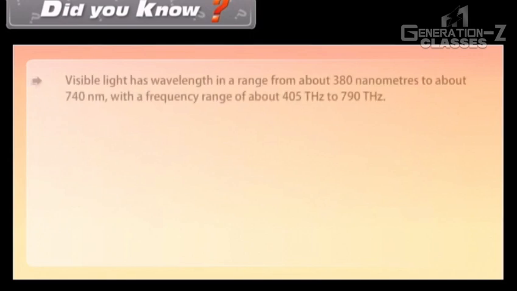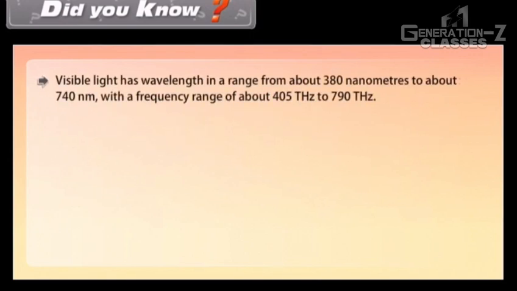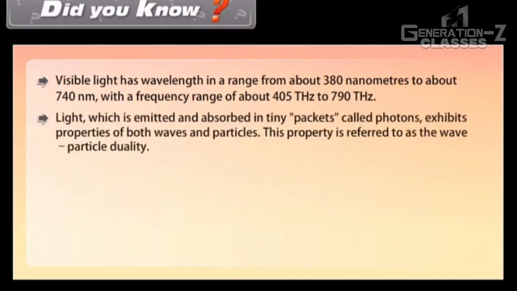Did you know visible light has a wavelength in a range from about 380 nanometers to about 740 nanometers, with a frequency range of about 405 terahertz to 790 terahertz. Light which is emitted and absorbed in tiny packets called photons exhibits properties of both waves and particles. This property is referred to as the wave-particle duality.